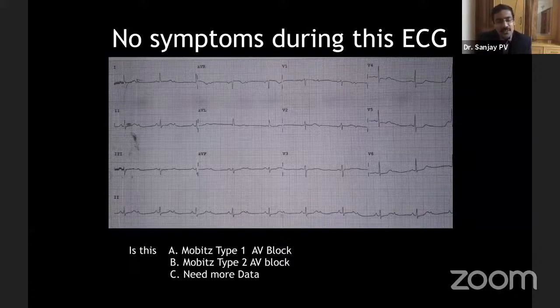Okay, so this is basically a 2:1 AV block, and it's very difficult to tell whether it's a Mobitz type 1 or a Mobitz type 2. Mobitz type 1 is the Wenckebach AV block, and Mobitz type 2 is the most severe type of AV block. With the 2:1 AV block, it's very difficult. You actually cannot say. It could be either one, so you need more data.